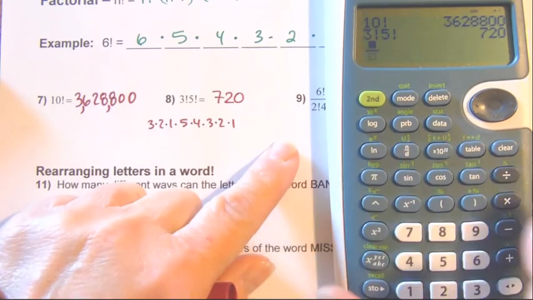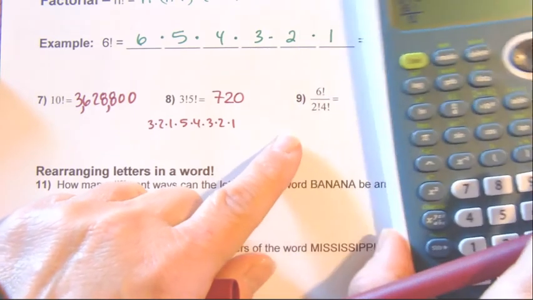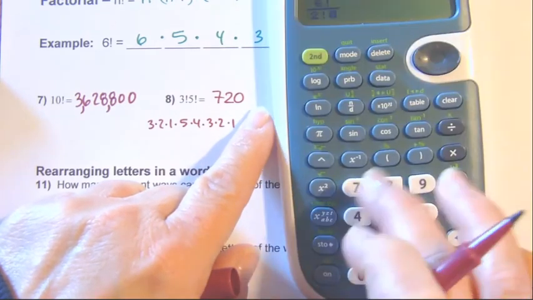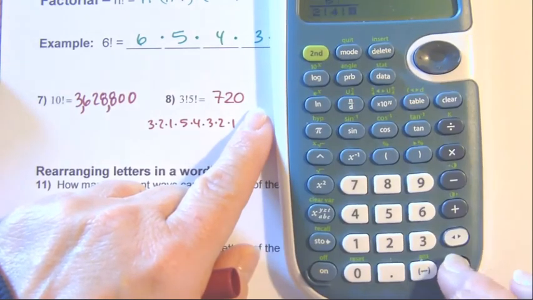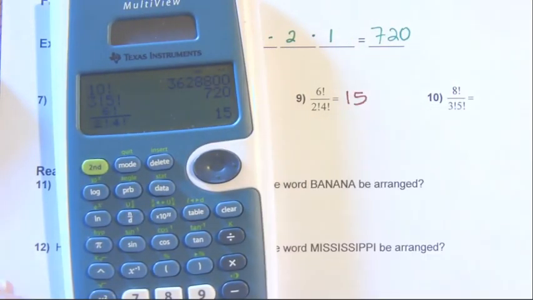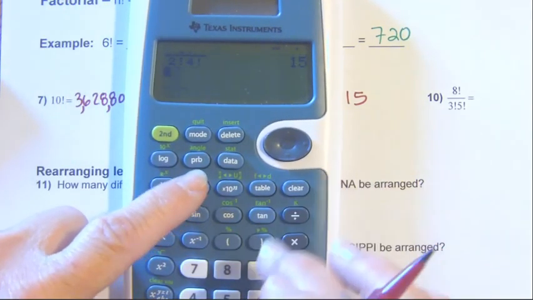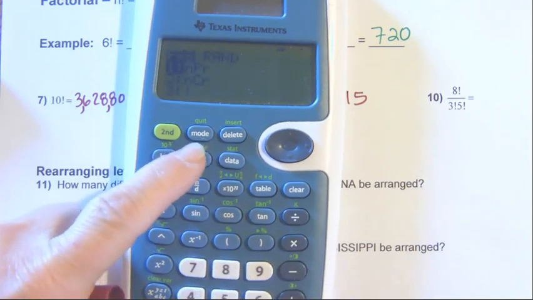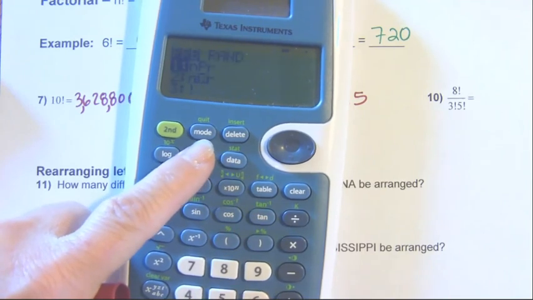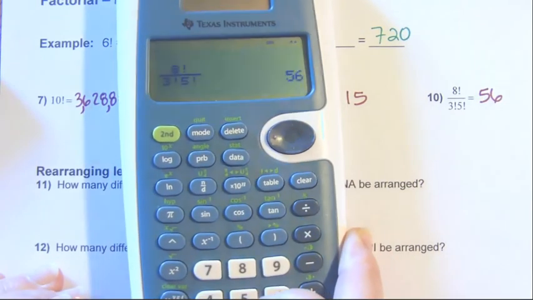Same thing with the fraction. If you have these calculators with the fraction button, you would just type 6 factorial, and then at the bottom, 2 factorial, 4 factorial, and you get 15. Just try one more here. We've got 8 factorial at the top, 3 and 5 factorial, and that one gives us 56. So make sure that you know how to type these in. If you're having troubles, let me know.